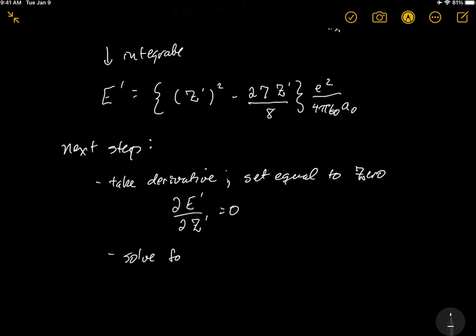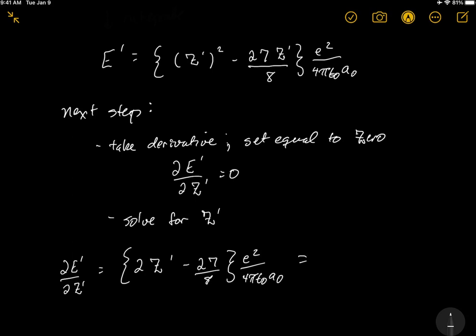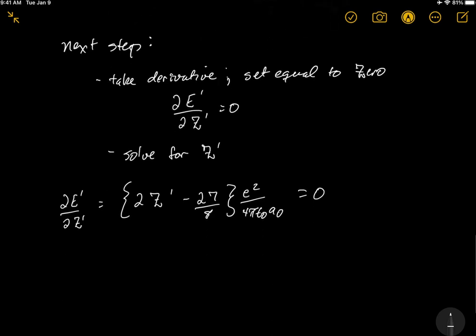Then we solve for Z prime. And of course, if we take the derivative, that gives us 2 Z prime minus 27/8 times e squared over 4 pi epsilon naught a naught, and we set that equal to 0 and solve for Z prime.